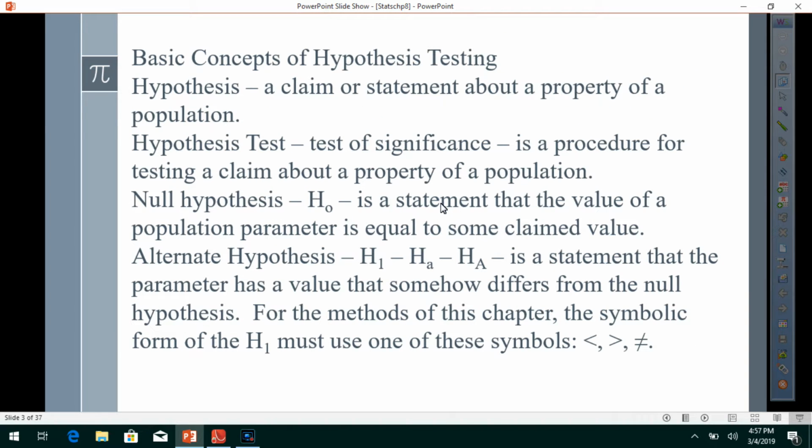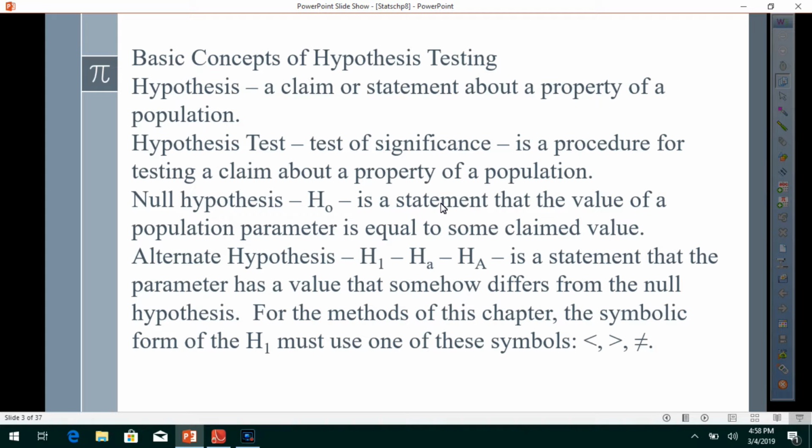Some basic concepts of hypothesis testing. A hypothesis is a claim or statement about a property of a population. For instance, the average teenage male height is 5'9". Hypothesis test, or test of significance, is a procedure for testing a claim about a property of a population.